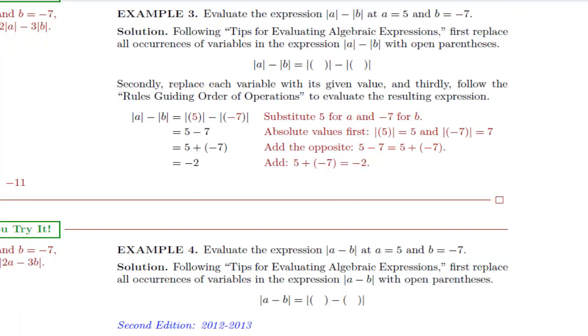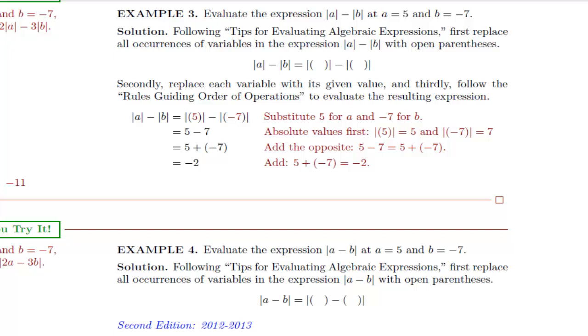Example 3. Evaluate the expression absolute value of a minus the absolute value of b at a equals 5 and b equals negative 7. Solution. Following tips for evaluating algebraic expressions. First, replace all occurrences of variables in the expression absolute value of a minus absolute value of b with open parentheses. Secondly, replace each variable with its given value. And thirdly, follow the rules guiding order of operations.